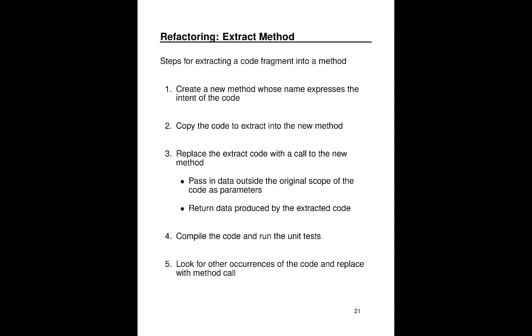And of course, if there's data that it needs, you need to pass that in as parameters. So anything that's outside that block of code that was copied. And then, of course, that new method might return some data that the extracted code created. Then you compile the code and you run the unit tests. And also, it's a good time to look for other places where that same code might exist and replace it with that method call.